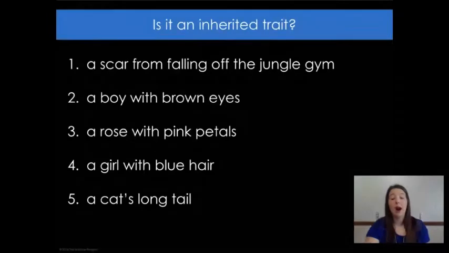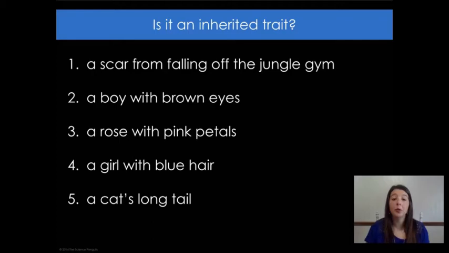So now we're going to practice, and you're going to tell me if it is an inherited trait. So I'll read the question, and then you decide, yes, it is an inherited trait, or no, it is not. Number one, a scar from falling off a jungle gym. No, that is not an inherited trait.